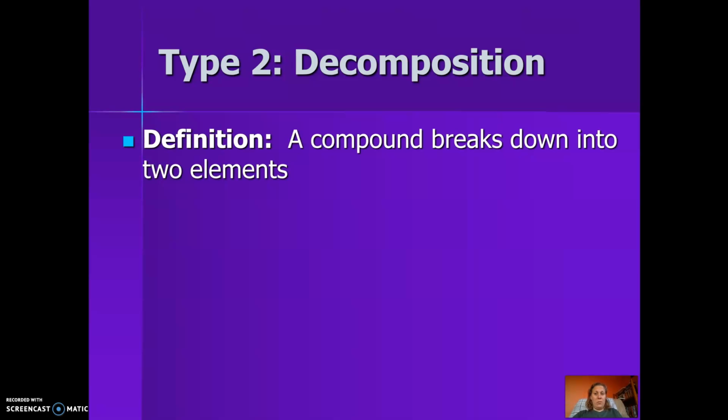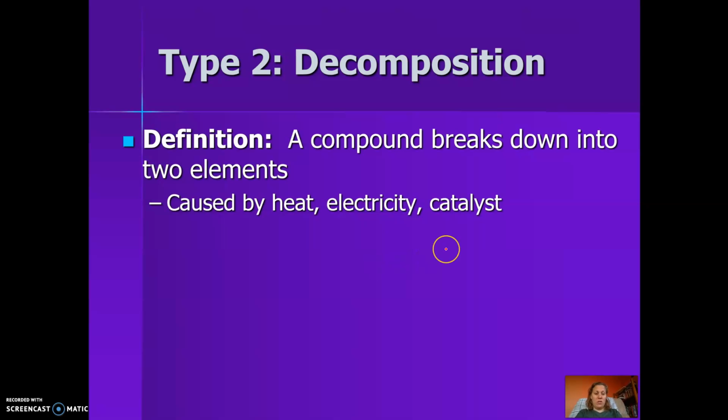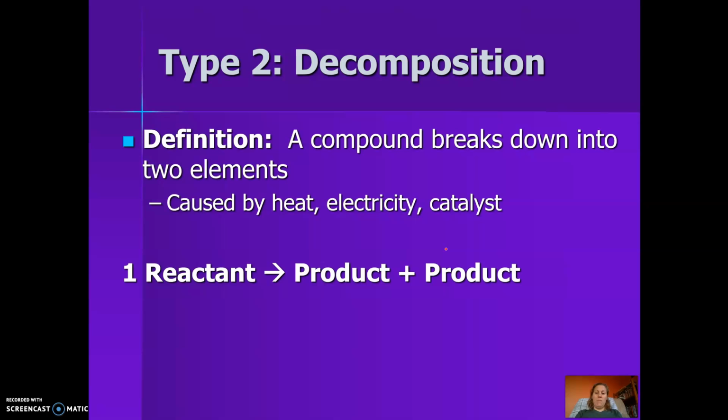And then type 2 is decomposition. Funnily enough, it's just the reverse. A compound breaks down into two elements, or really it should say a compound breaks down into two components. Usually these don't happen spontaneously most of the time. You have to add heat or electricity or a catalyst. One reactant breaks down into two products. The general form again: AB, where each letter is an atom or ion, makes A plus B.